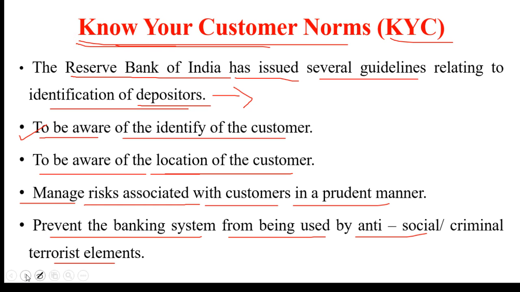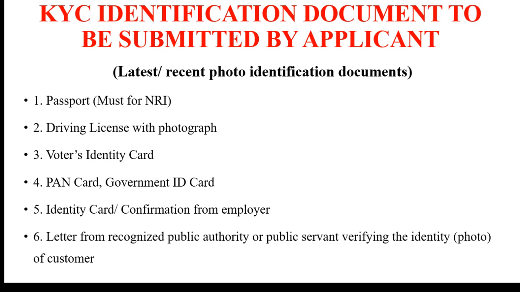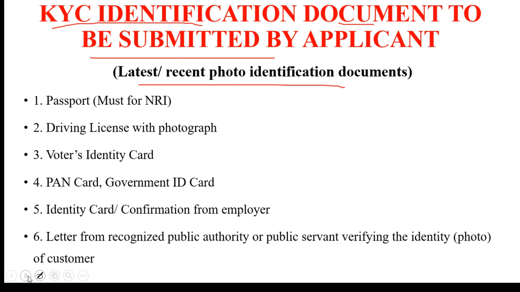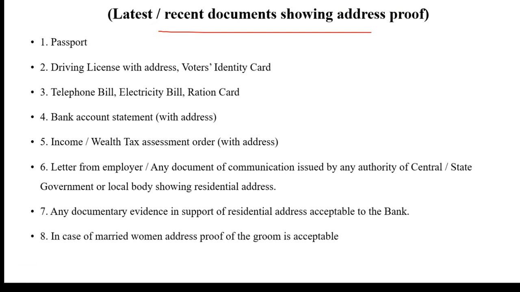Then this I have already explained to you, the KYC identification documents to be submitted by the applicant. The first list is of what? Photo identification. Any of these documents, passport, driving license, PAN card, the customer, meaning the applicant, has to submit while opening the account to complete the KYC procedure. Next is for address proof: ration card, electricity bill, voter ID, bank statement. Any of these documents they have to submit for KYC address proof.